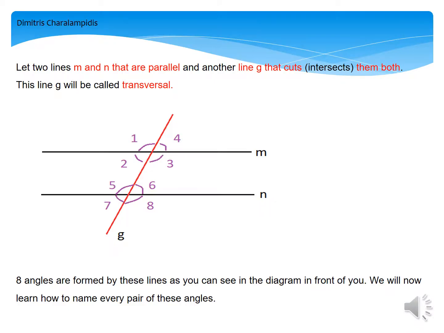Let two lines M and N be parallel, and let another line G cut, otherwise intersect, both of them. This line G will be called the transversal. Eight angles are formed by these lines, as we can clearly see in the diagram in front of us. We will now learn how to name every pair of these angles.